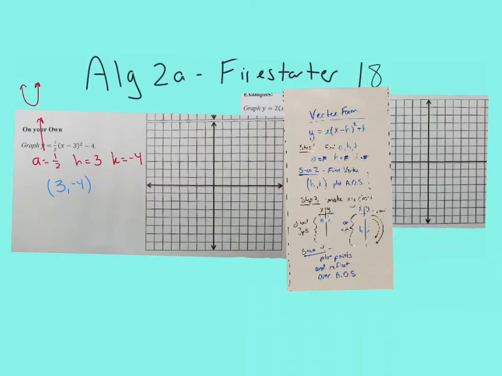So I go right 3, I go down 4, I put a dot. There's my dotted line. Remember, it's not part of the graph, it's just there for reference. Now I'm going to do my XY chart. Remember, I like a bigger XY chart, so I make a 5-point XY chart, put 3 in the middle, I add 1, I add 1, I subtract 1, I subtract 1.